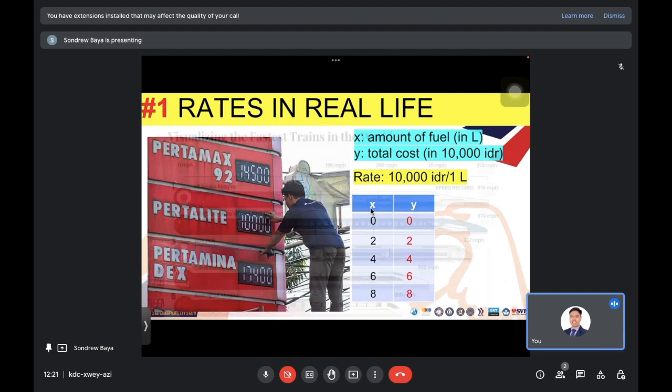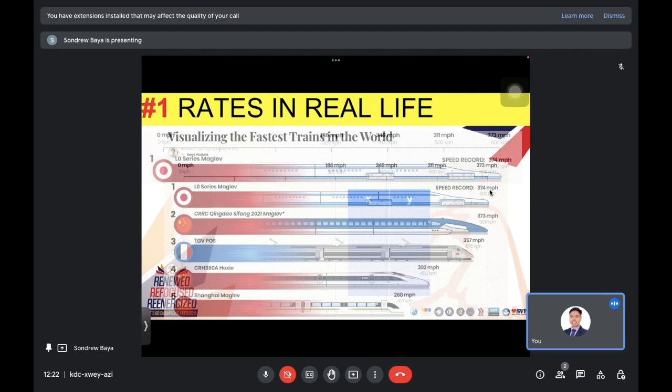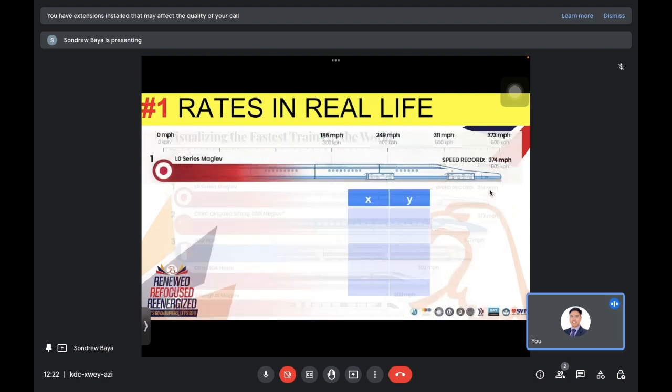All right. Let's have another example. Let's talk about the fastest trains in the world. So according to this website by Omri, the fastest train is actually the maglev train in Japan. And according to him, the rate of the maglev train is 374 miles per hour. So for this particular example, let's focus on the maglev train. So again, the maglev train's rate is 374 miles per hour.